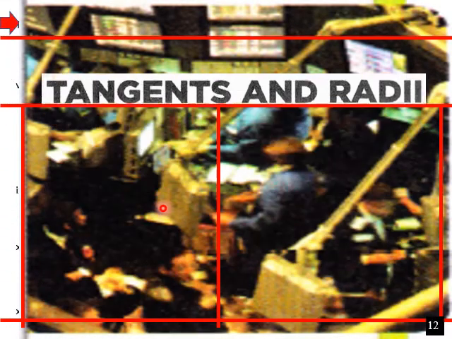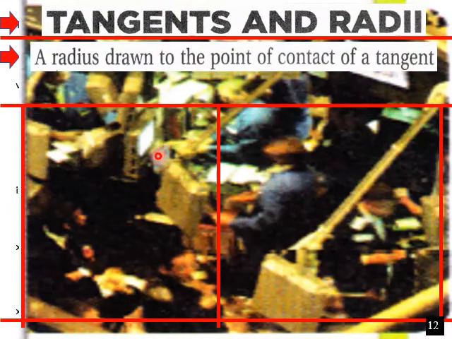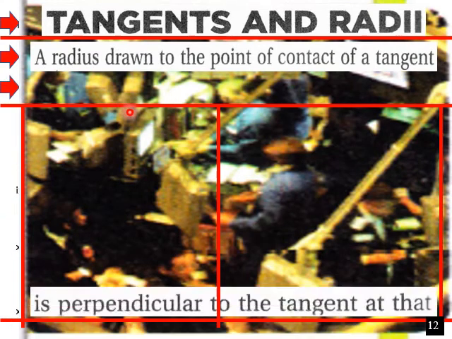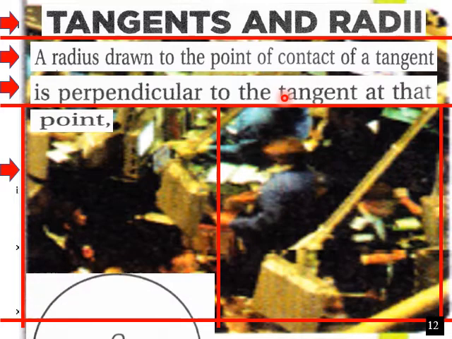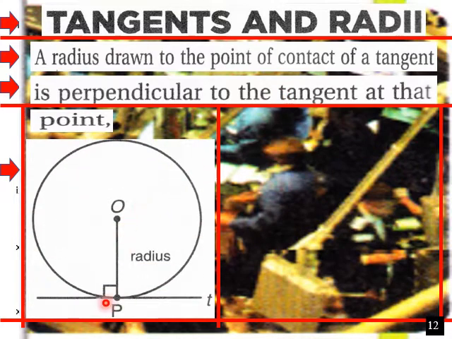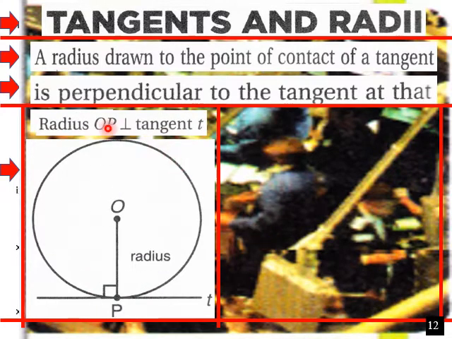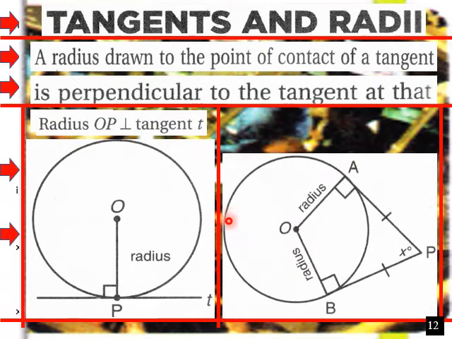So let's go into a table. Tangents and radii. A radius drawn to the point of contact of a tangent is perpendicular to the tangent at that point. In this case, this is a radius and this is the tangent at P. So the radius is perpendicular to tangent T. Radius OP is perpendicular to tangent T.